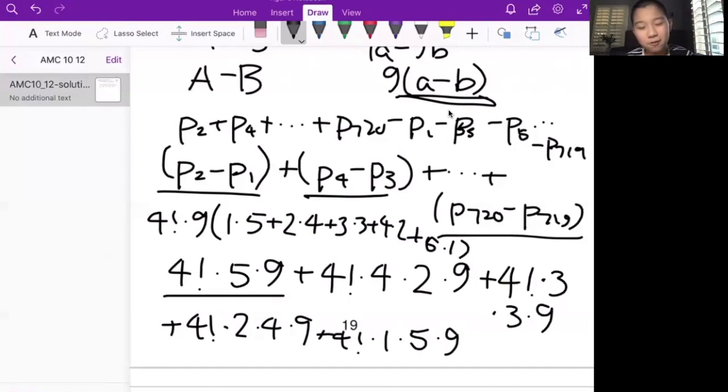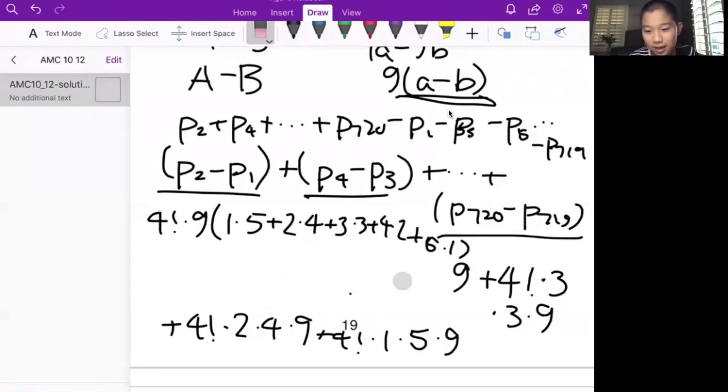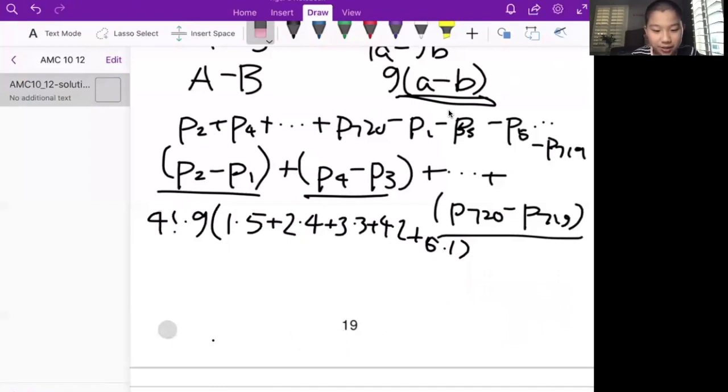So if you calculate that, it becomes 4 factorial times 9, which is 24 times 9, which is 216. And then the sum of all those is 5 plus 6, 5 plus 8 plus 9 plus 8 plus 5, which is 35.